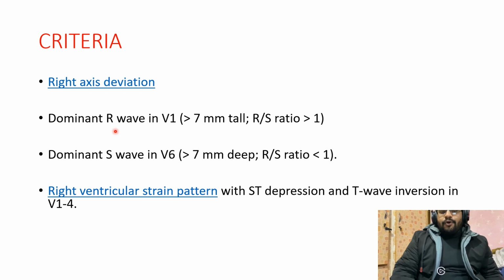We will see a dominant R wave in V1, which should be more than 7 small blocks tall, and it should be higher than the S wave. The ratio should be more than 1. Or we should look at the dominant S wave in V6.